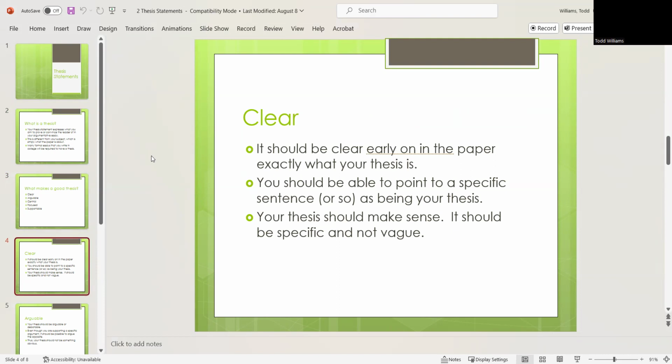So clear. It should be clear early on in the paper, usually in the first paragraph or two, exactly what your thesis is, exactly what argument you're making in this essay. You should be able to point to a sentence or two and say, this is the thesis, right? This is what I'm arguing. Make sure it makes sense, make sure it's specific and not vague. This may seem obvious, but I get papers all the time where I'm reading it and I'm not sure a few paragraphs in what the thesis is. So your reader should know early on in the essay very clearly what the thesis is.